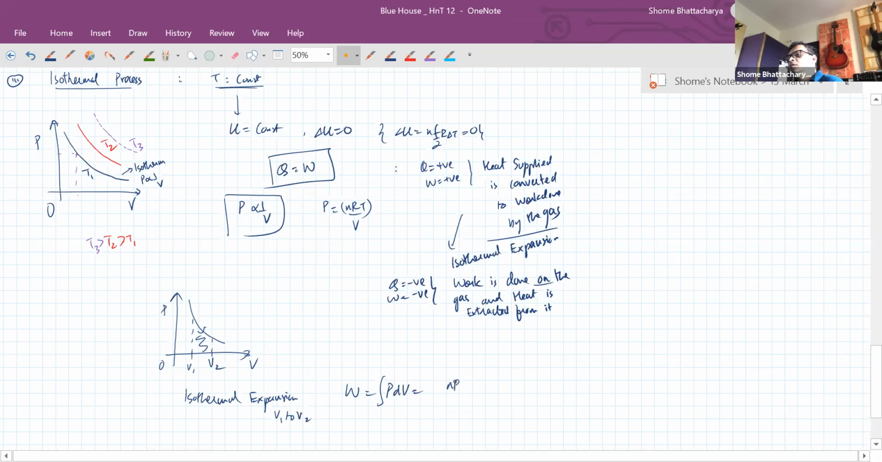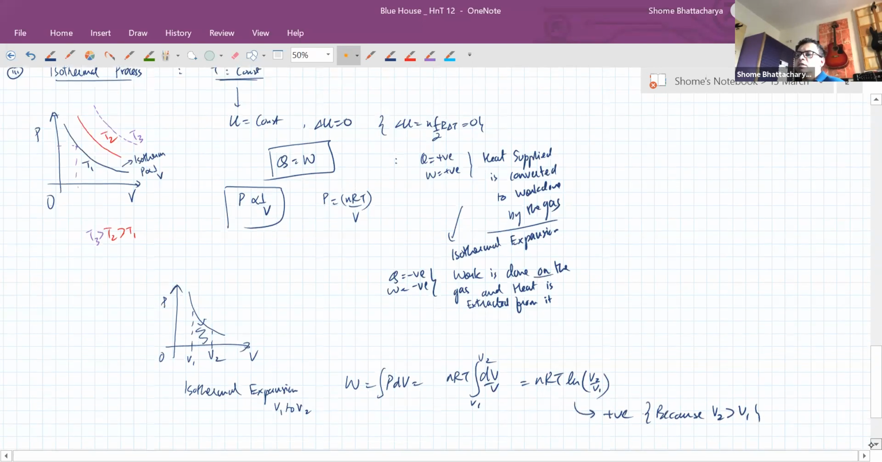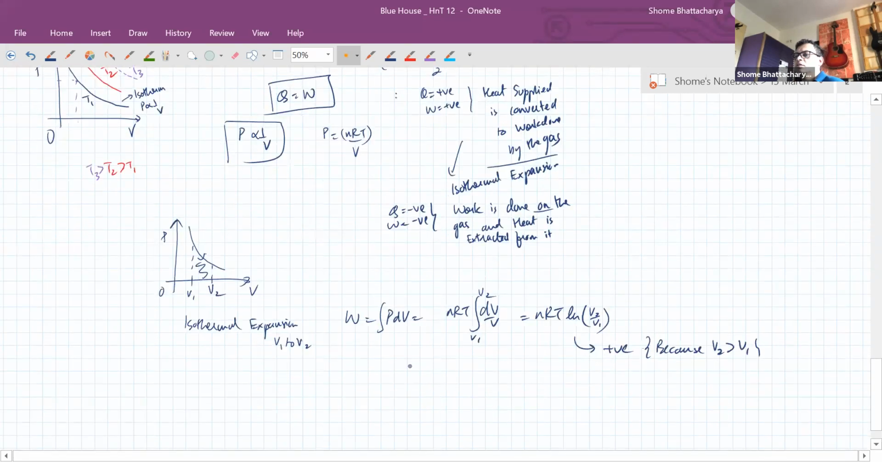It is nRT integration dV by V from V1 to V2. So it is nRT ln V2 by V1, which you can notice is a positive quantity because V2 is greater than V1. Whereas if we are talking about a compression, then the work done by the gas would be a negative quantity. Okay, so Q is equal to W is equal to nRT ln V2 by V1.